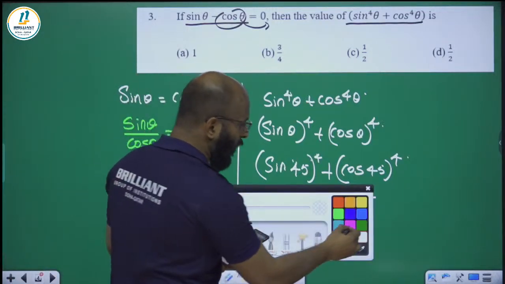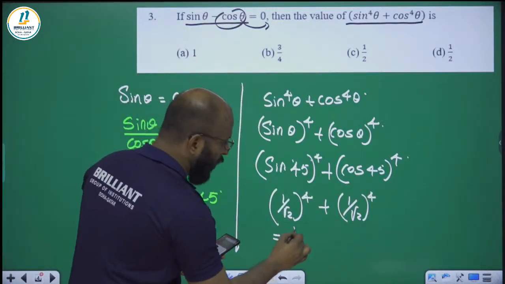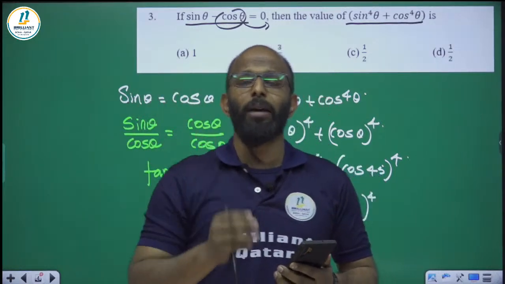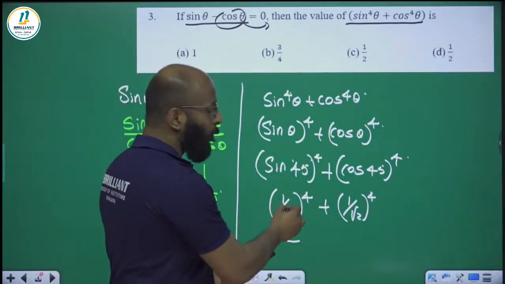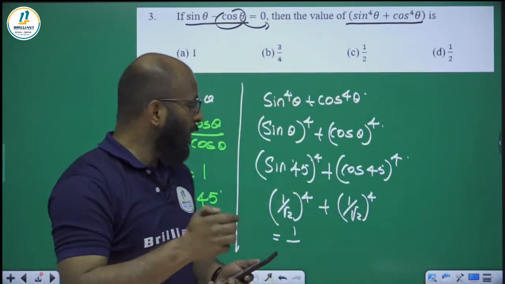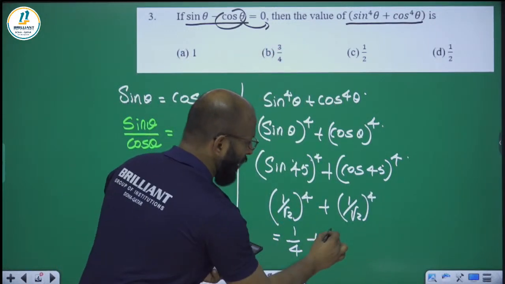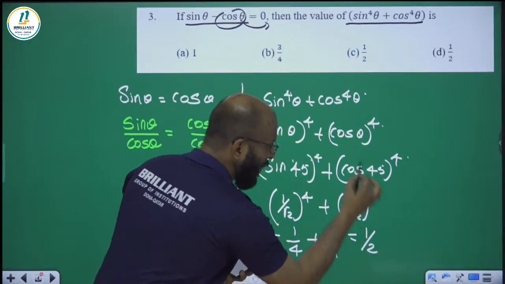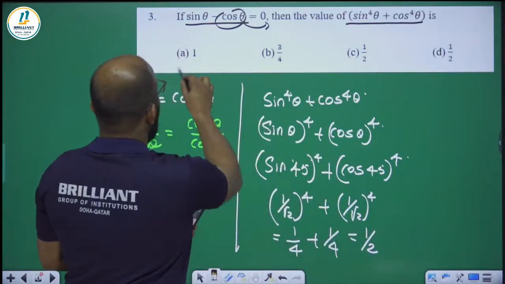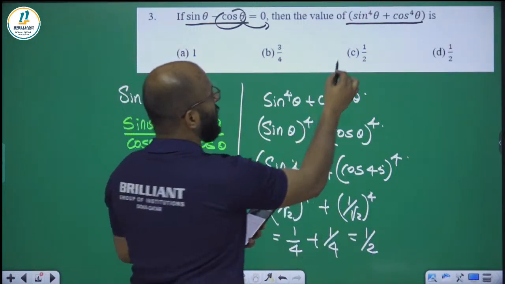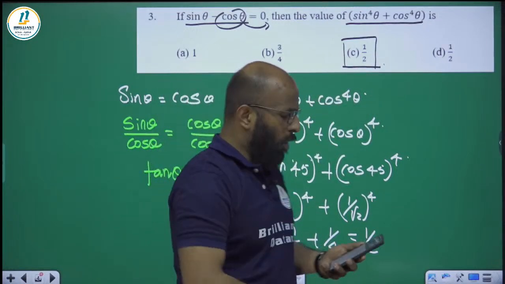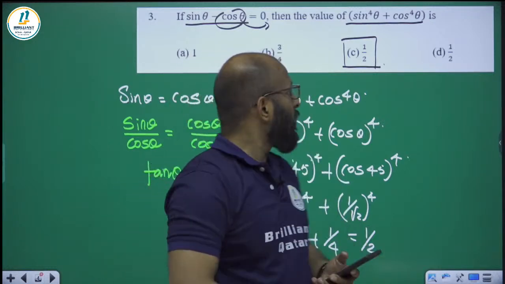We can write 1/√2 raised to 4, which means we need to multiply √2 four times. √2 into √2 gives 2, then again √2 into √2 gives 2, so we get 1/4. Here also we get 1/4, which is equal to 1/2. So our answer is 1/2. Looking at the options, option A is 1, option B is 4/3, option C is 1/2. So option C.